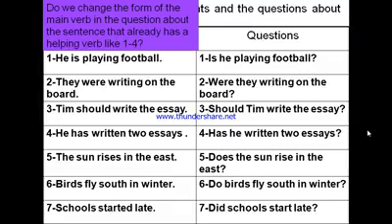Now, do we change the form of the main verb in the question about the sentences that already have a helping verb, like sentences 1 to 4? As you notice, playing remains playing, writing remains writing, write is write also, written stays written. So the answer is no. We don't change the form of the main verb. We just switch the subject and the verb.